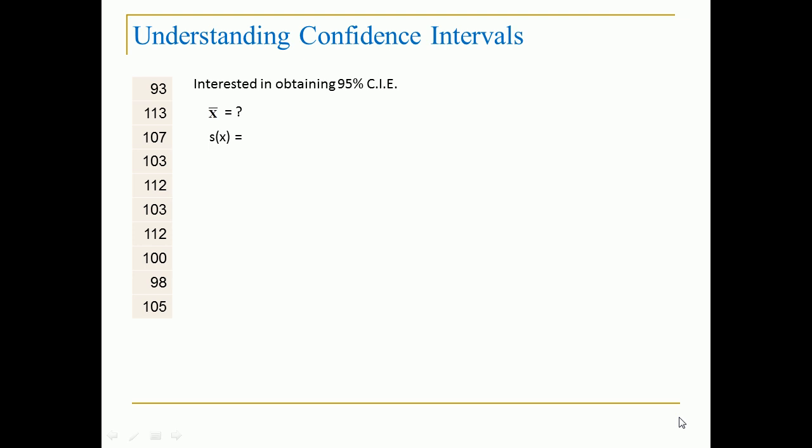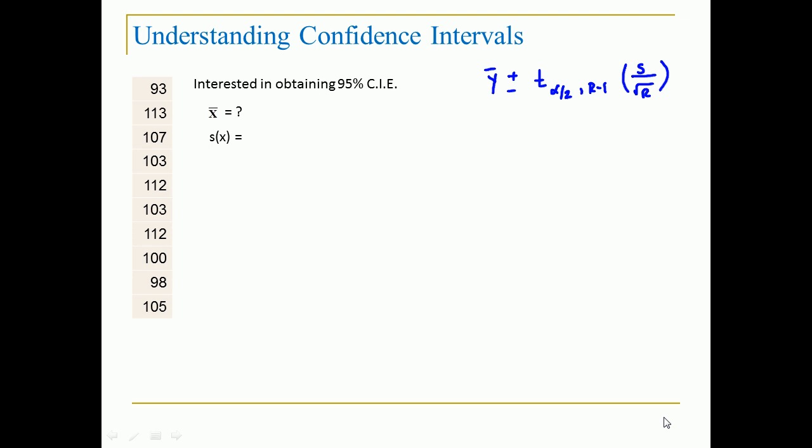Let me go back and write this. For a confidence interval, you need the sample mean plus or minus the t-statistic for alpha/2 and r minus 1, where alpha is your confidence level and r is the number of replications, times the standard deviation divided by the square root of the number of replications.